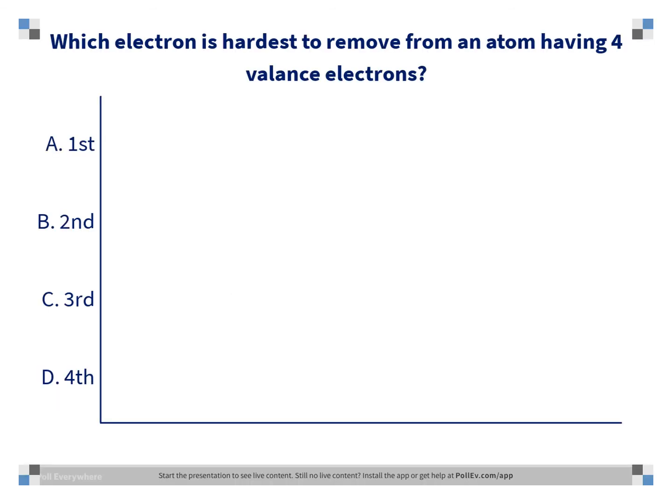The answer is D, fourth to be removed. It actually doesn't matter how many valence electrons the atom has for answering this problem. Each subsequent removal will always be harder than the previous one. IE4 is larger than IE3, which is larger than IE2, which is larger than IE1.